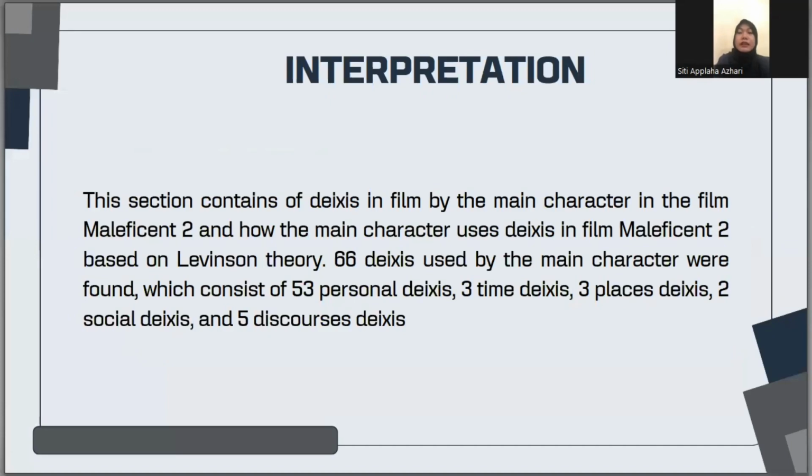Interpretation. This section contains the Deixis in the film used by the main character in Maleficent 2, and how the main character used the Deixis based on Levinson's theory. 66 Deixis used by the main character were found, which consist of 53 personal Deixis, 3 time Deixis, 3 place Deixis, 2 social Deixis, and 5 discourse Deixis.